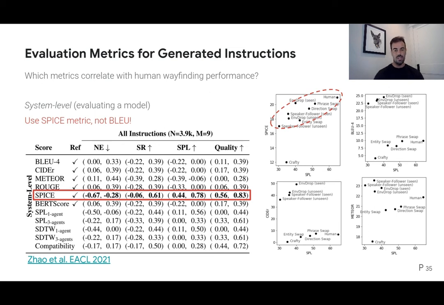So this is a surprising finding because it turns out that BLEU score, which is typically considered for many text generation tasks, turns out to have no value here whatsoever. And so for evaluating instruction generation models, i.e. system level evaluation, the SPICE metric should be used.